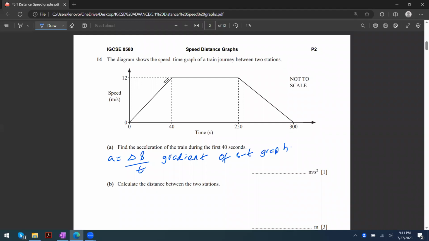So you can find the gradient of this first part. Gradient is equal to rise over run, 12 over 40. Or you can use the other formula also. This point is (40, 12). This point is (0, 0). So you can do y2 minus y1 over x2 minus x1 also.